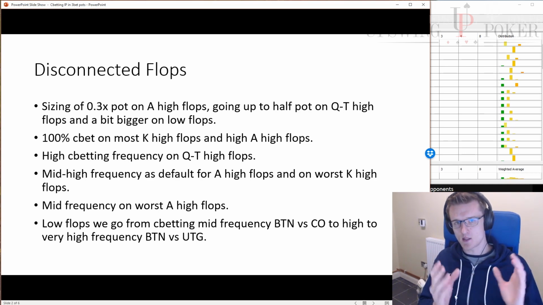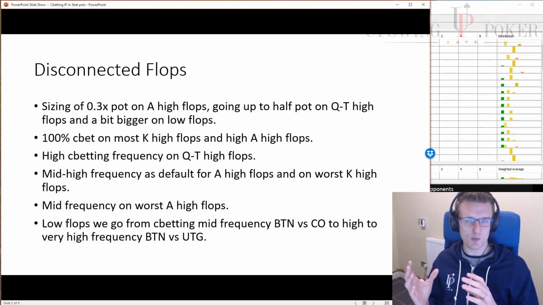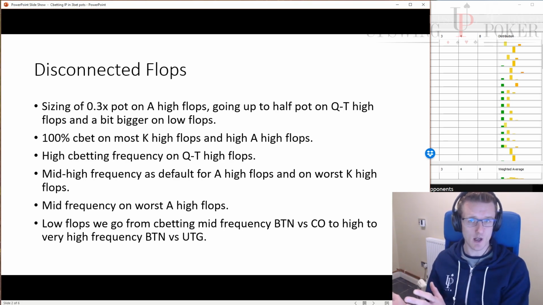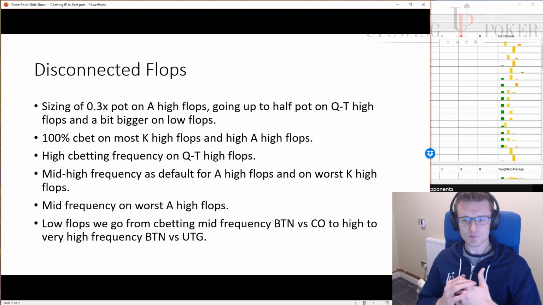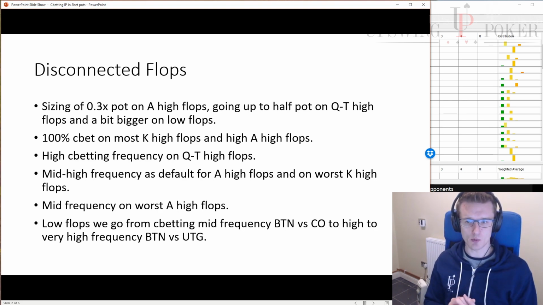So we sort of got aces, kings, queens a lot, whereas our opponent would be 4-betting those hands a lot and they have the lower over pairs. So we've got a pretty nice advantage on low boards, button versus under the gun. So we will be c-betting sort of high to very high frequency there.